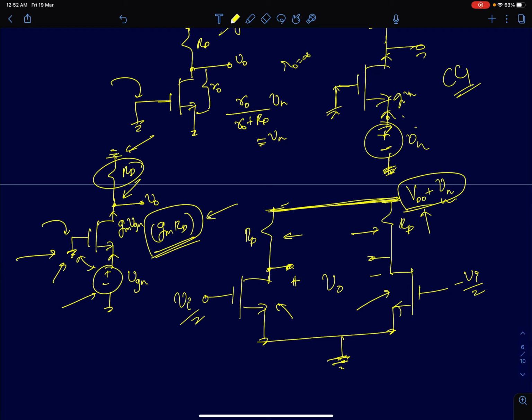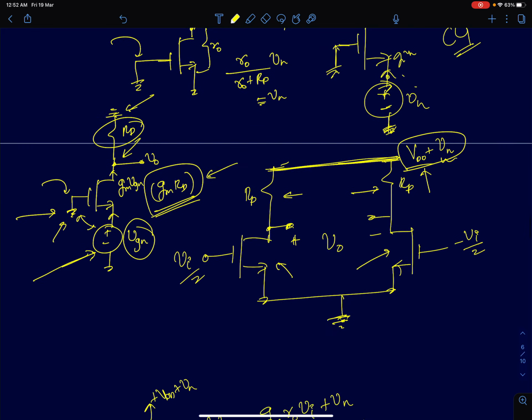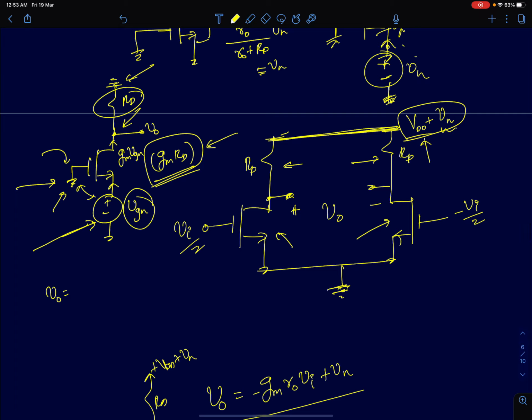So now the signal here at the source, if you have some unwanted signal on the ground, some noise on the ground, that sees the same amplification as the input signal. So your output signal will actually be minus of GMRD times Vi plus GMRD times VGN, this is the noise on the ground, plus Vn, this is the noise from the supply. So now we are trying to eliminate these components.